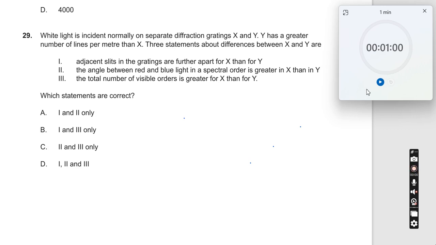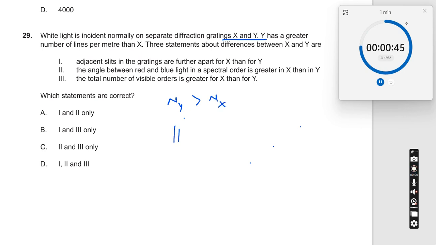Okay, let us begin with the 29th question. White light is incident normally on separate diffraction gratings X and Y. There are two diffraction gratings X and Y over here. Y has a greater number of lines per meter than X, which means what? It says the number of lines Ny is greater than Nx.